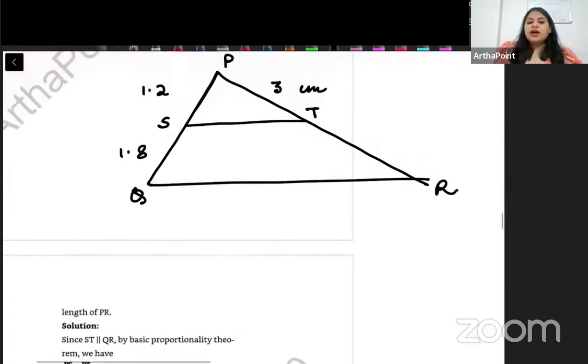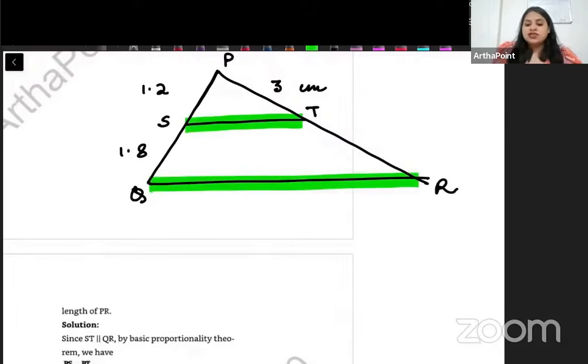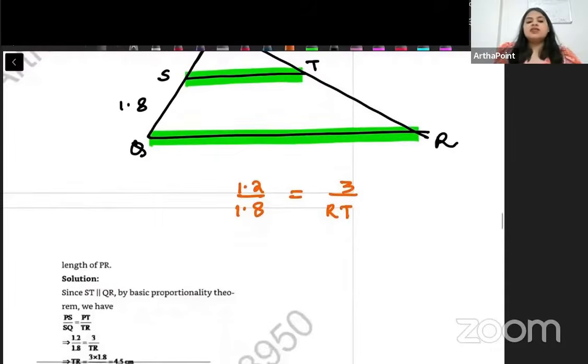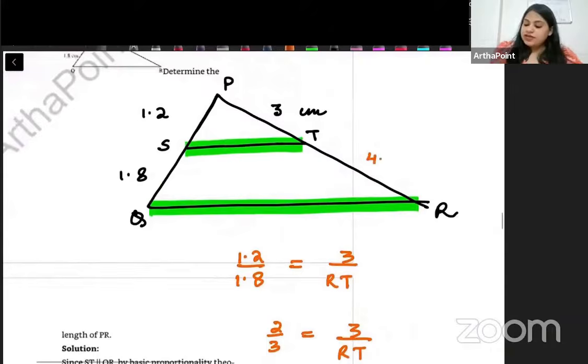Now we know that beta, if this line is parallel to this line, then it must divide in the same ratio. So we know that 1.2 by 1.8 should be equal to 3 by RT. It must divide in the same ratio. So 6 2s are 6, 3 3s are... RT will be 9 by 2, which will be 4.5. So we have got that RT should be 4.5.